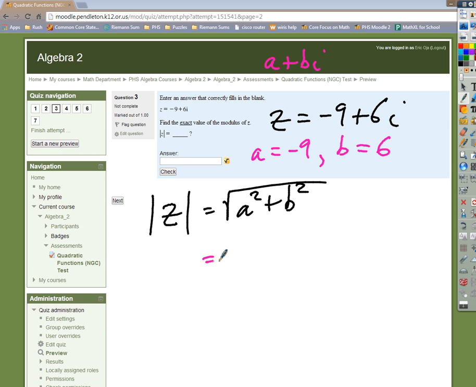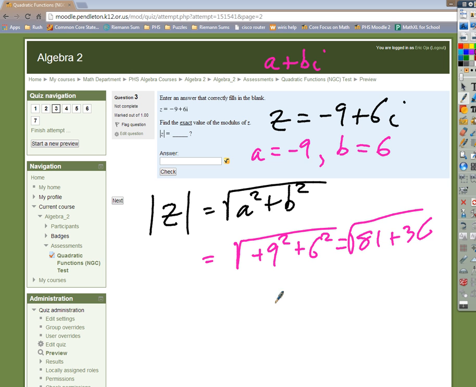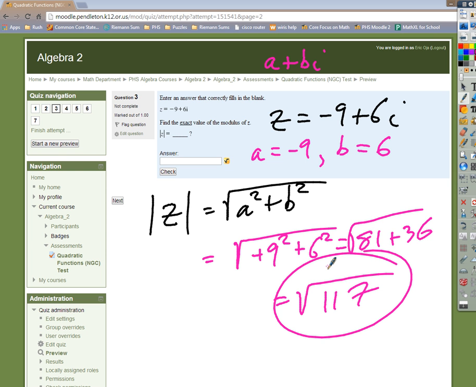Okay, so then all we have to do is put in the square root of -9 squared. What do we do when we square a negative though? Square the positive. So we do 9 squared plus 6 squared, which is the square root of 81 plus 36. So that's the square root of 117. That is your answer. Okay? Make sense?